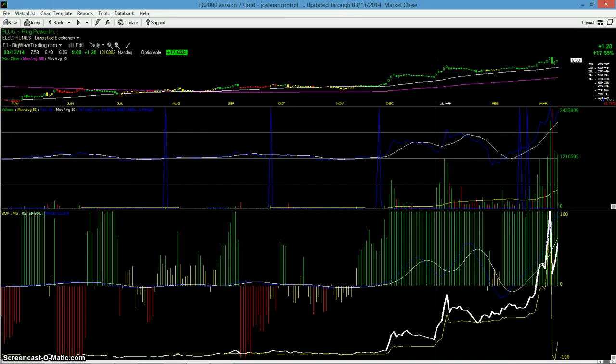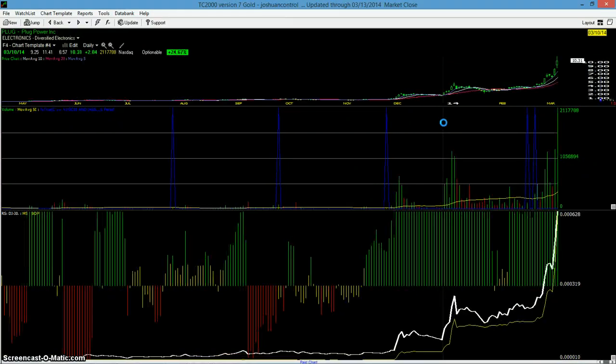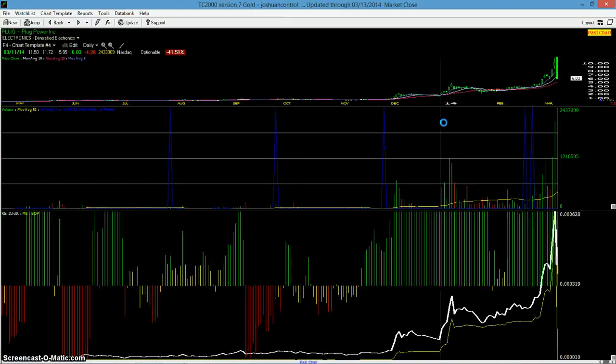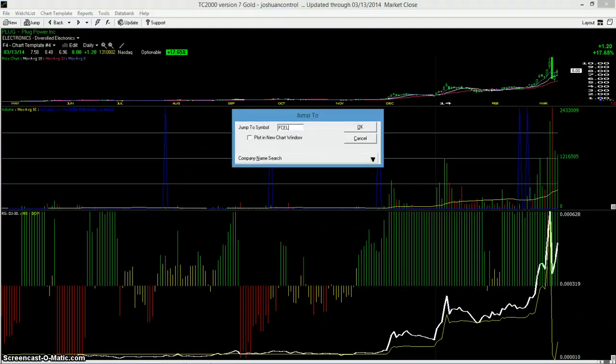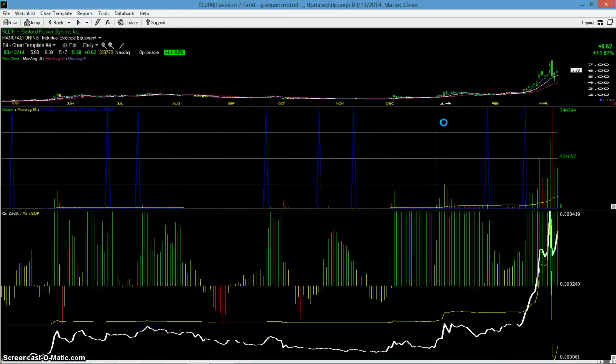Of course, we had the blow-off top and plug. It's best seen right here. You can see that parabolic move on a weekly and then the sell-off. So I'm watching to short these, FCEL and BLDP, for instance.